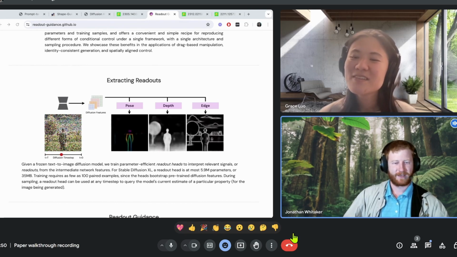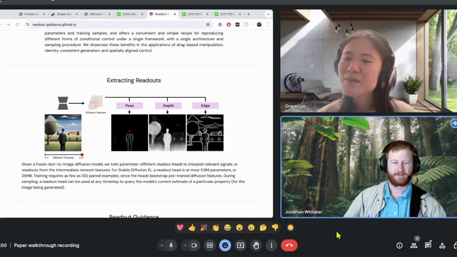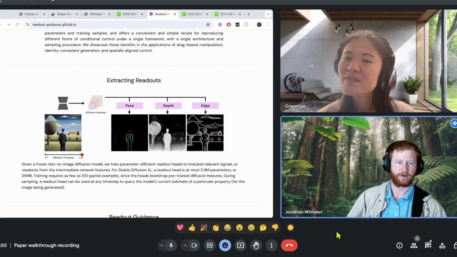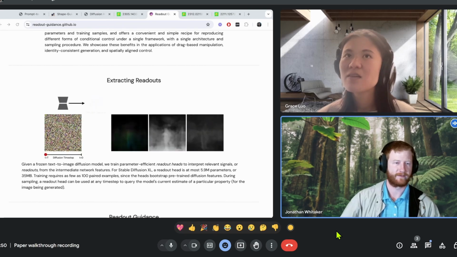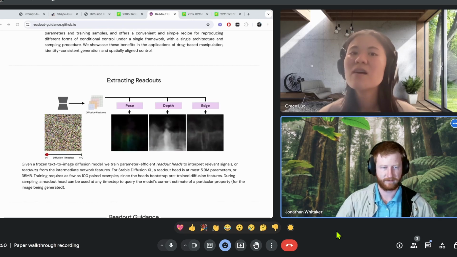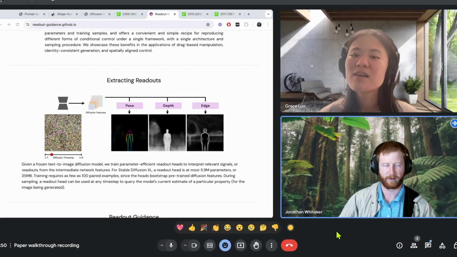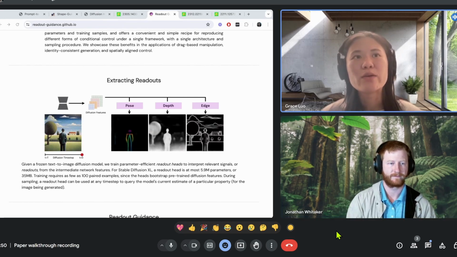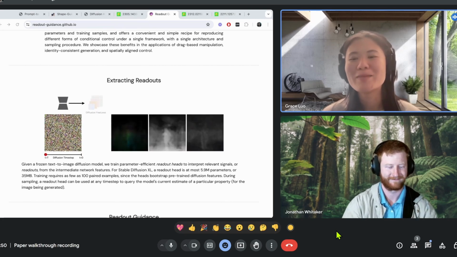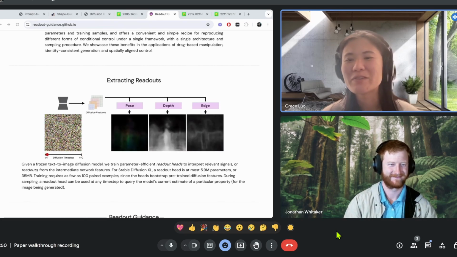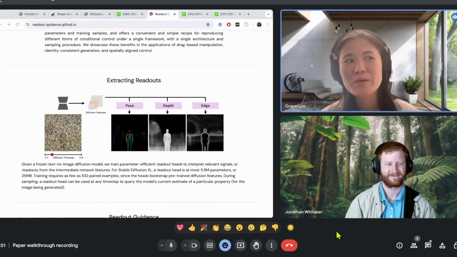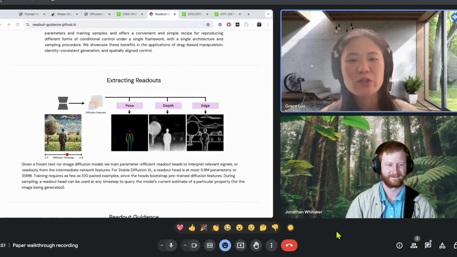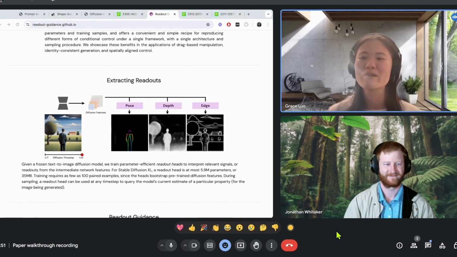I'm curious, have you tried any of the other models? I know there were the Stable Cascade models or Deep Floyd, some of these other larger ones that came out more recently than Stable Diffusion 1.5? No, I haven't tried any other models than Stable Diffusion. I don't have any intuition for how good it would be. I presume that hopefully it wouldn't be too bad on these other networks, but it is a bit unknown how well they perform on other base models.